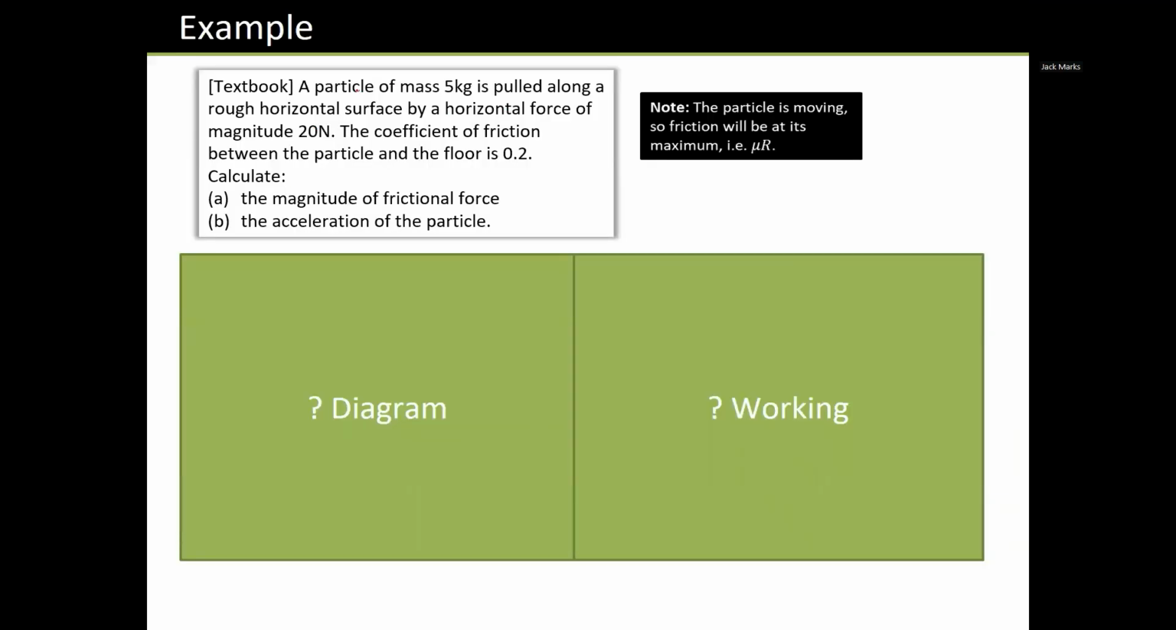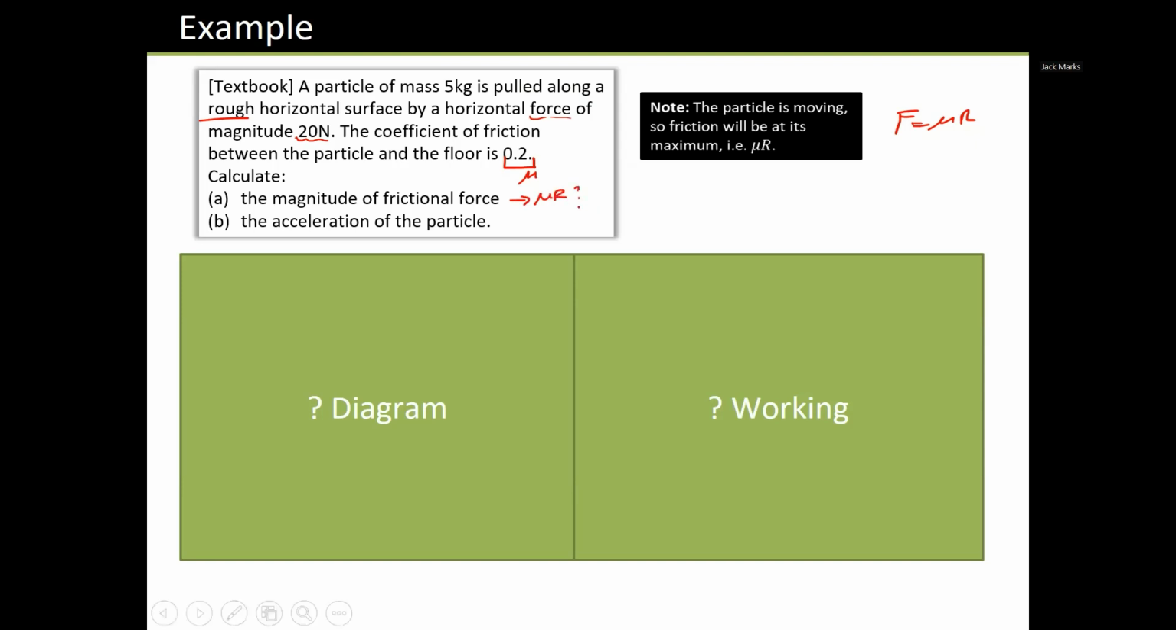So our next question: a particle of mass 5 kilograms is pulled along a rough, so that means there is friction, a rough horizontal surface by a force of 20 newtons. The coefficient of friction, in other words, mu, is 0.2. What's the magnitude of the frictional force? Well, the maximum friction is given by mu R, and it will be maximum friction because the thing is moving. It says it's pulled along, so it is moving. So this question is saying to you, what is the value for mu R?